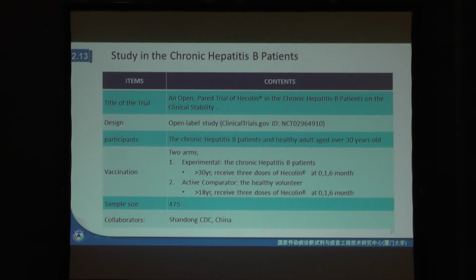And this is a study in chronic hepatitis B patients in Shandong province. Because, as I have said, hepatitis E super infection in baseline chronic liver disease patients, the prognosis would be very poor. So we conducted this study. This is also an open label study, and we have 2 groups.